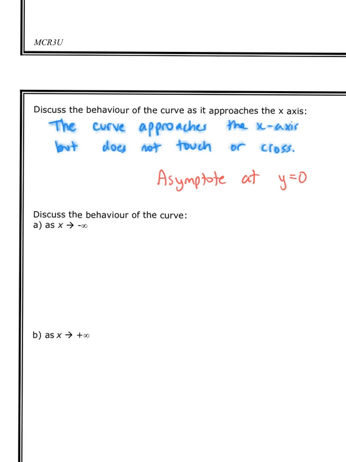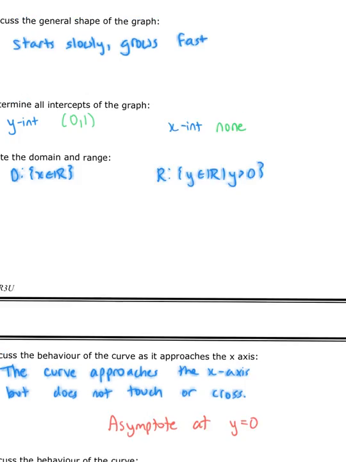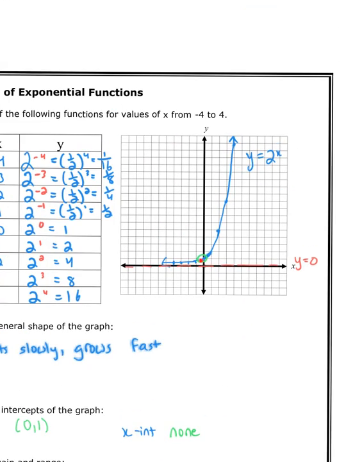And finally, when we are asked to describe the behavior of the curve, this could also be asked to describe the end behavior. So what that means is what happens when x approaches negative infinity, so as x gets smaller and smaller, and what happens as x gets bigger and bigger as it approaches positive infinity. So let's go back up to the graph. As x gets smaller and smaller as it approaches negative infinity, the y values get closer and closer to 0. And as x gets bigger and bigger, as it reaches positive infinity, the y values get very big as well. So they also approach positive infinity.